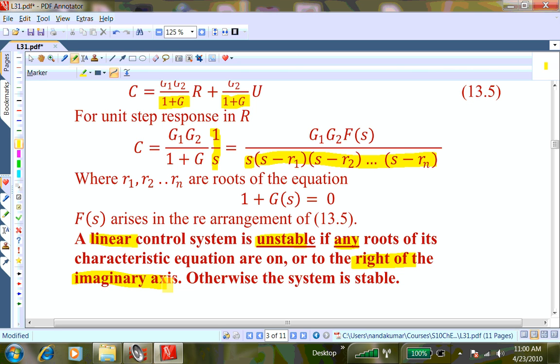Most of the chemical systems are nonlinear, right? Can we say anything about the stability? The answer is we really cannot. All we can do through this analysis is linearize the nonlinear model.